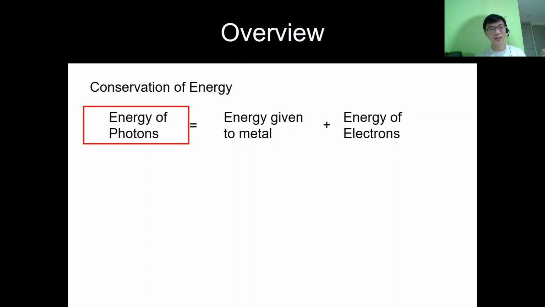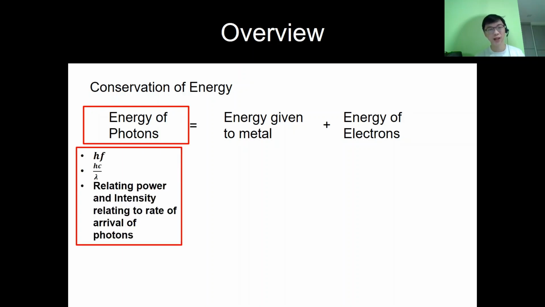And in this first part, I'll talk about the energy of photons, and I'll talk about these key ideas. Number one, the equation: the energy of a photon is given by hf, and hc over lambda. And next, I'll relate how power and intensity relate to the rate of arrival of the photons.